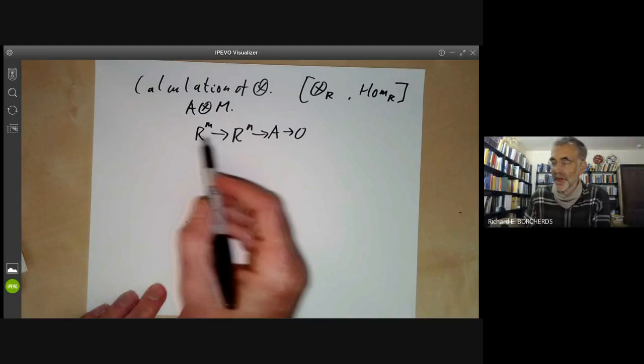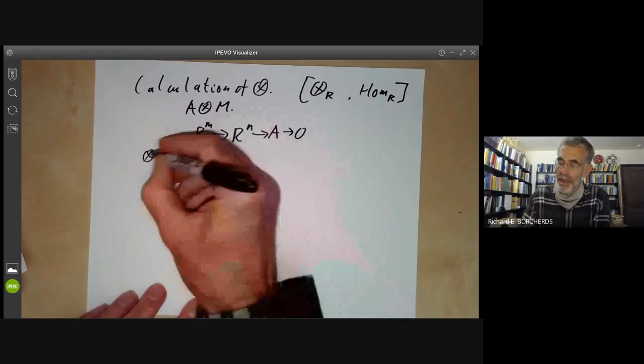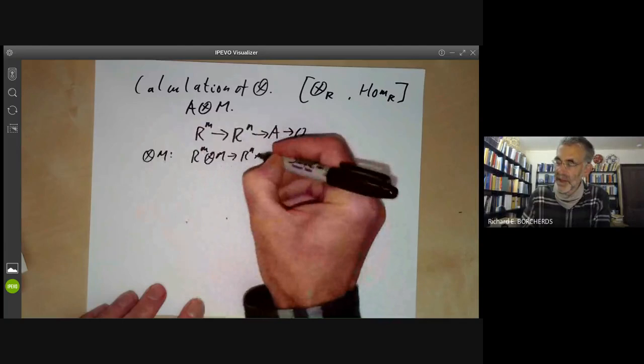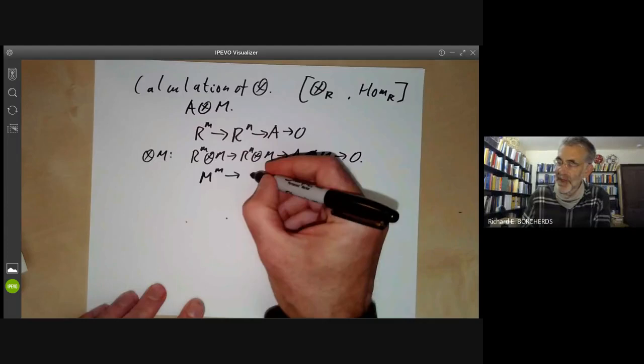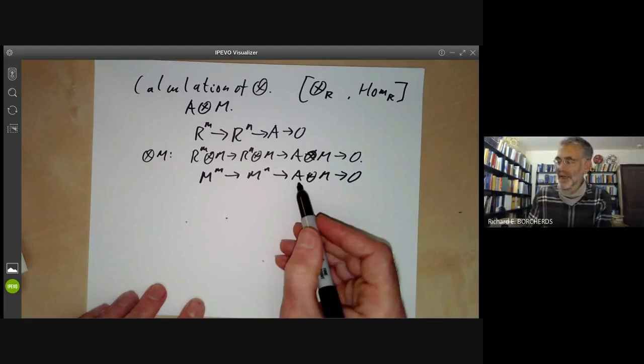Well, now I can just tensor this with M. So I get R^m tensor M goes to R^n tensor M goes to A tensor M goes to zero. Well, a free module tensor with M is just M^m. This maps to M^n goes to A tensor M goes to zero. So there we've got A tensor M written as an explicit quotient of two modules.